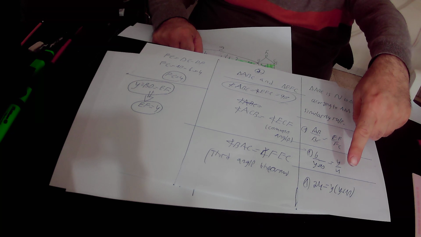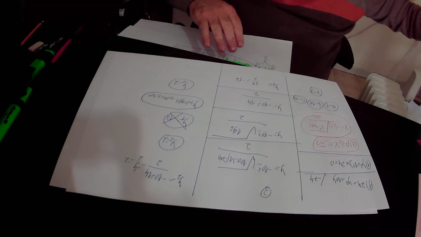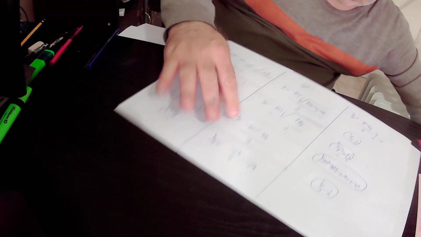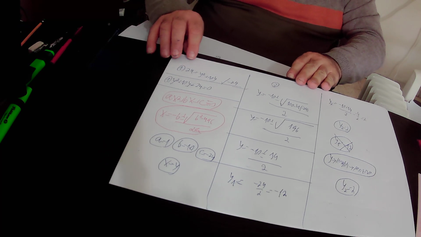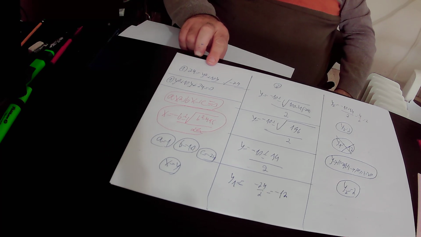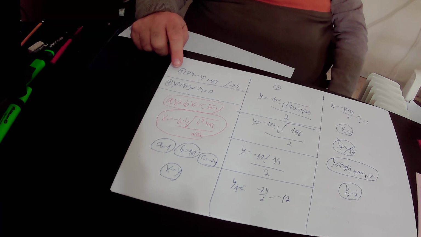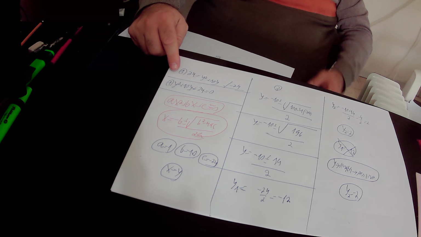We open the brackets on this side of the equation, and we found out that 24 equals Y squared plus 10y. We subtracted 24 from both sides, and we found out that Y squared plus 10y minus 24 equals 0. This is a quadratic equation.